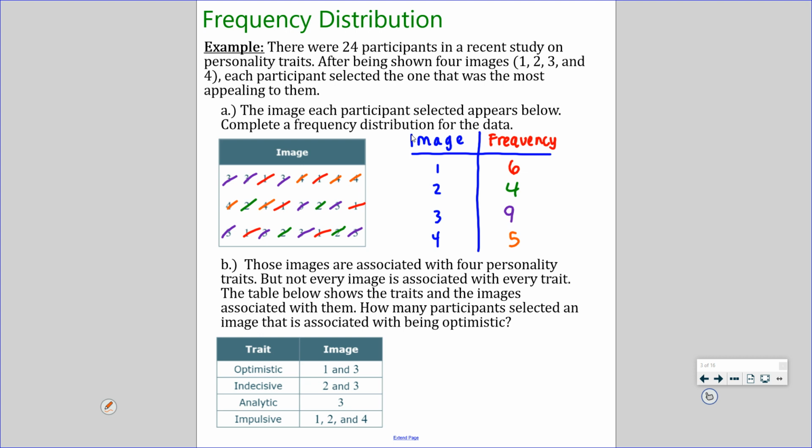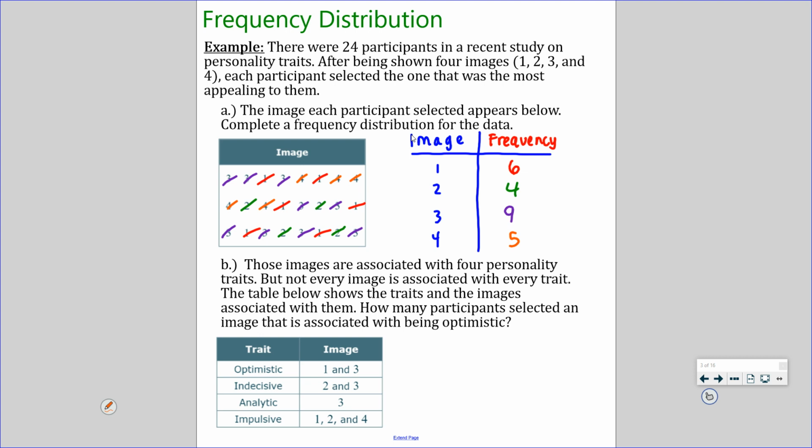All right, follow-up questions. Those images were associated with 4 personality traits. Not every image is associated with every trait. The table below shows the traits and the images associated with them. If you selected images 1 and 3, that was associated with being an optimistic person. 2 and 3, indecisive. 3, analytic. 1, 2, and 4 means impulsive. That's how they decided to associate this.